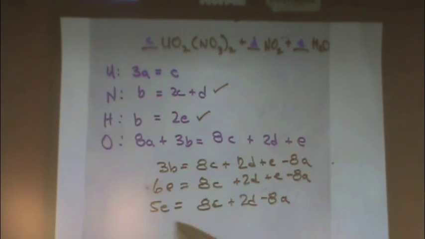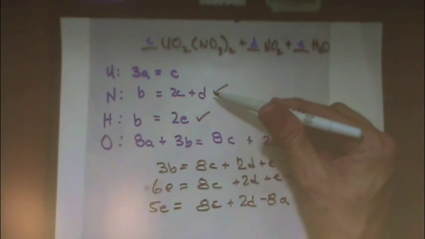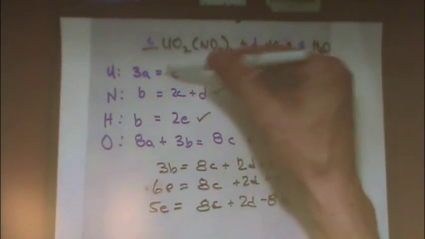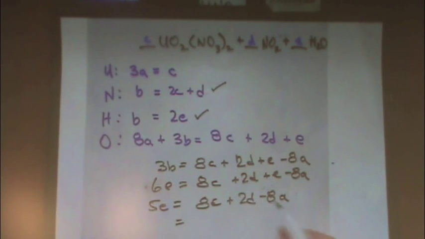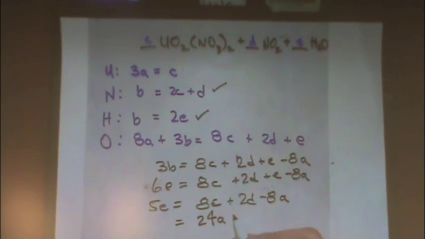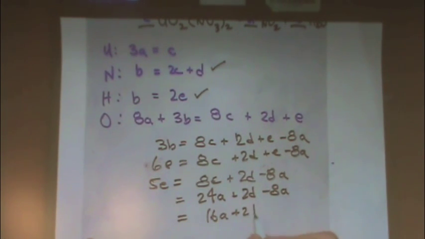So I have this in terms of E. I can also toss this equation in here. So how many A's would I have if I toss this equation in here? 24A plus 2D minus 8A. So this is going to be 16A plus 2D. Now we're kind of getting somewhere that's a little more useful.